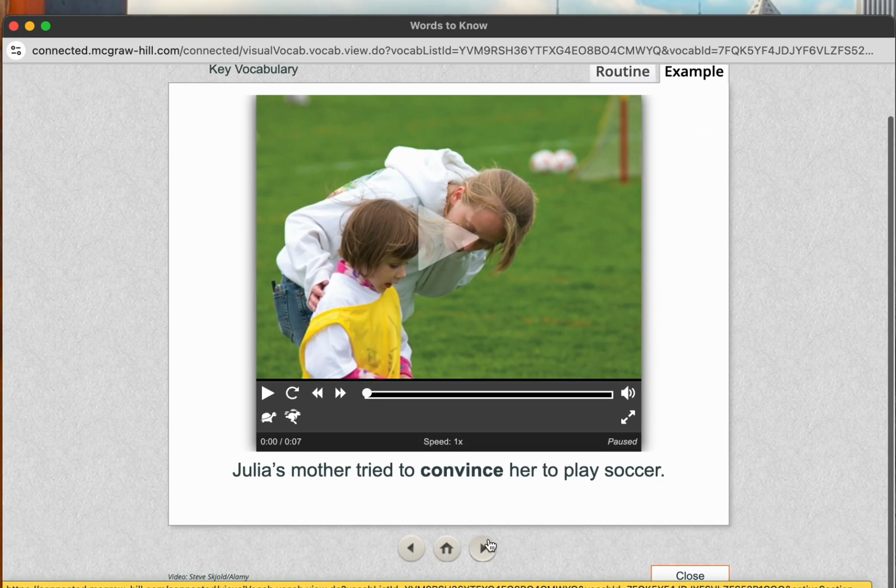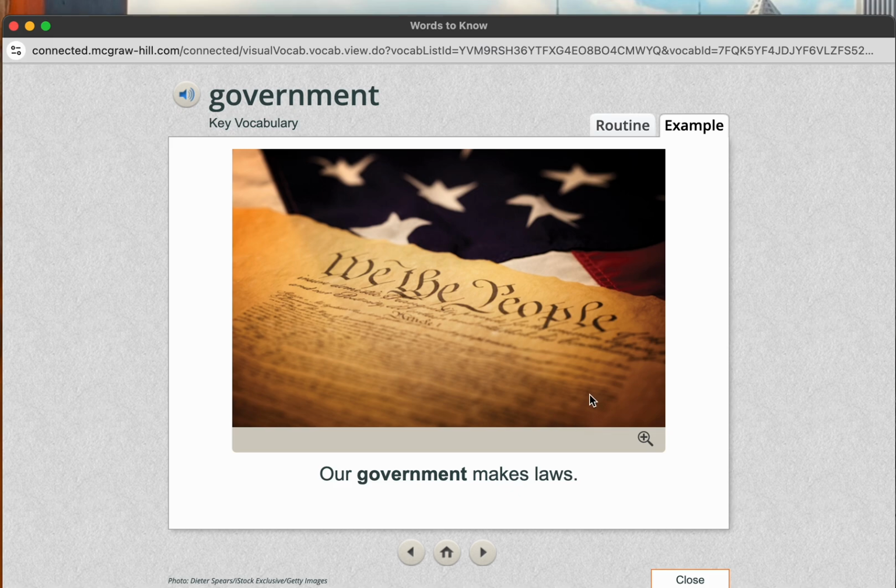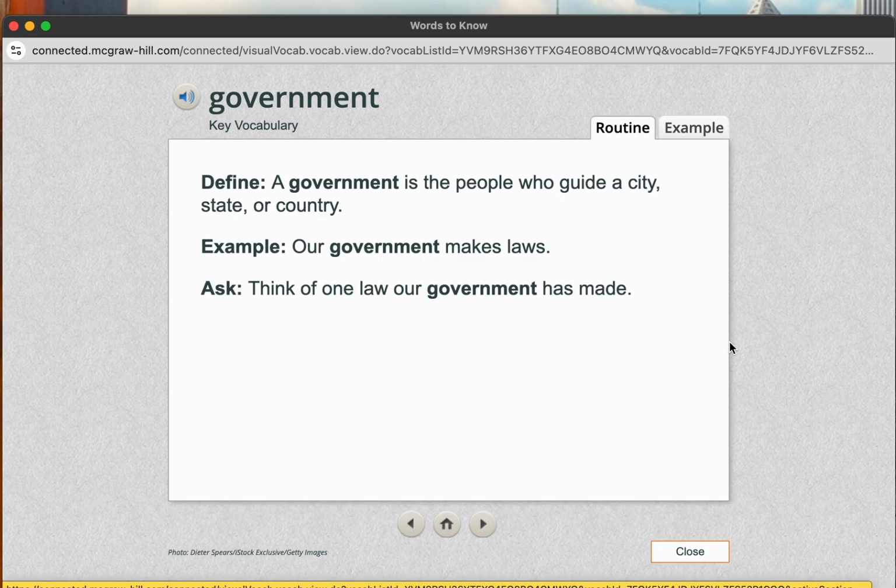Let's look at our next term. Government. Our government makes laws. So a government is people who guide a city, state, or country. So it's not just one person. It's not a thing. I mean, well, it is a thing, but it's a group of people who make up a thing, okay? It's an entity in our world. And like I said, there's different types of government. There's government that guides the city, government that guides the state, and the country.